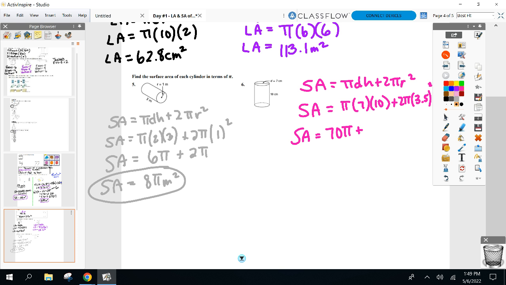Plus, oh boy, I need a little help there. What's that? Something and a half? 3.5 squared times 2? 12.25. Is it 12.5? 12.25? When you multiply by 2, it's 24.5. Okay, got it. Yep, that's what I wanted. Times 2. 24.5 pi. They both have pi's. 94.5 pi square centimeters.